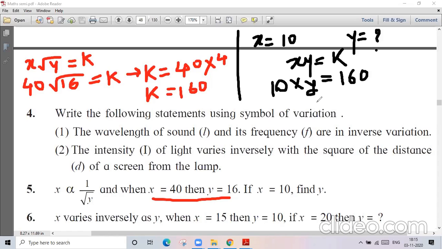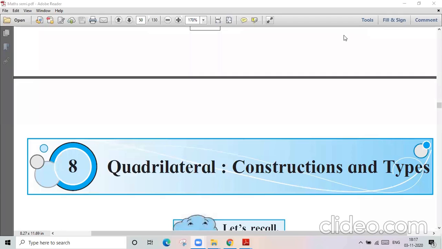So here y is equal to 160 divided by 10. Tell me what 160 divided by 10 is. It will be 16, so the value of y is 16. Very easy. I thought it would not work out, but it went fine. Pay attention, this is the last question.